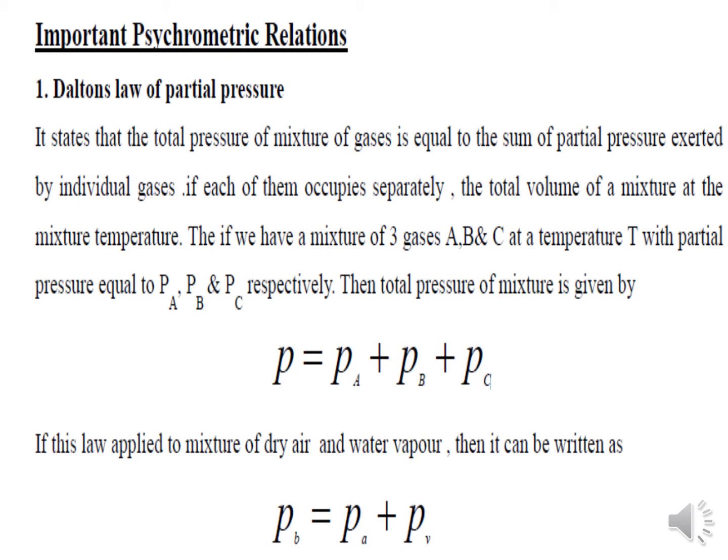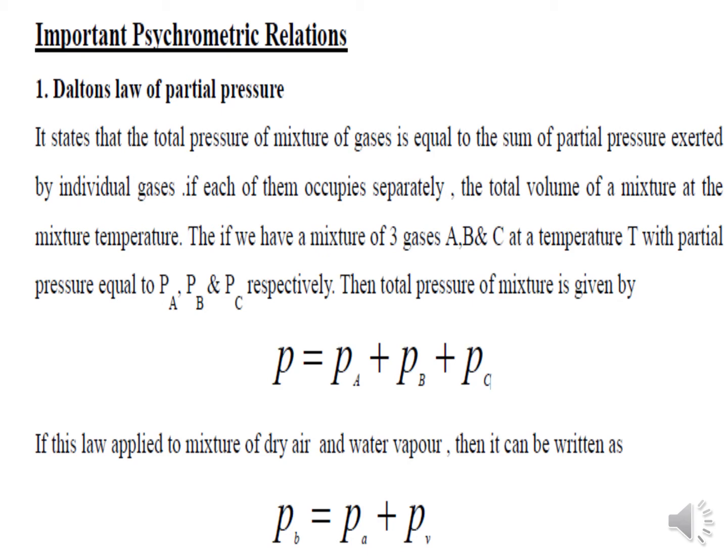So first one we'll see is Dalton's law of partial pressure. Very simple it is. It states that total pressure of a mixture of gases is equal to the sum of partial pressures exerted by the individual gases. Suppose I have PA, PB, PC in a single vessel, whatever pressure is exerted by each one, the sum is equal to the total pressure. If each occupies separately the total volume of the mixture at the mixture temperature.